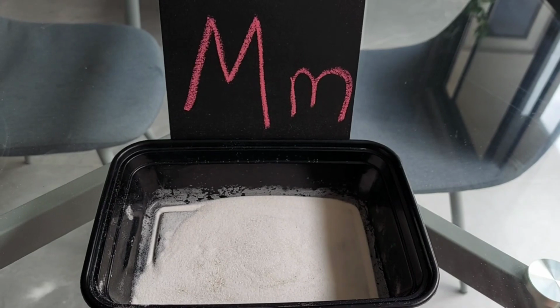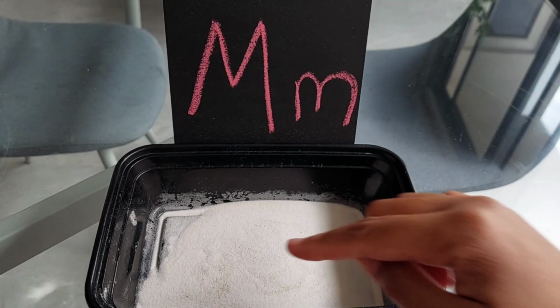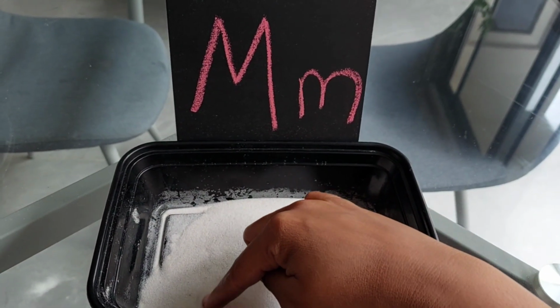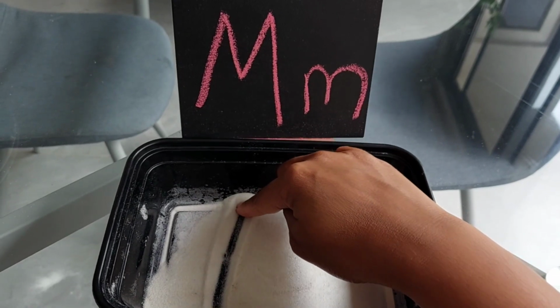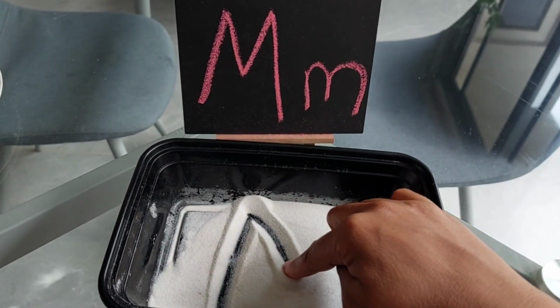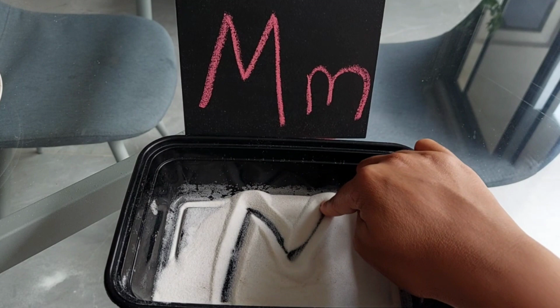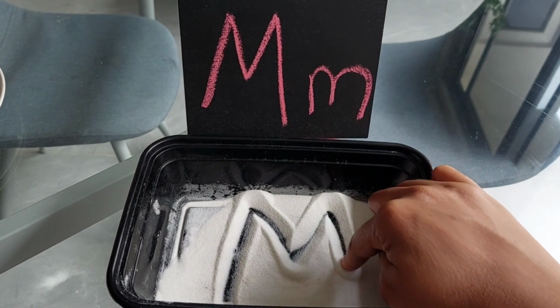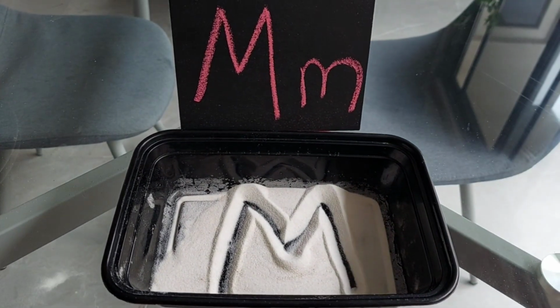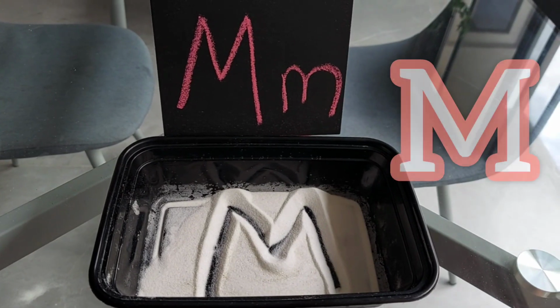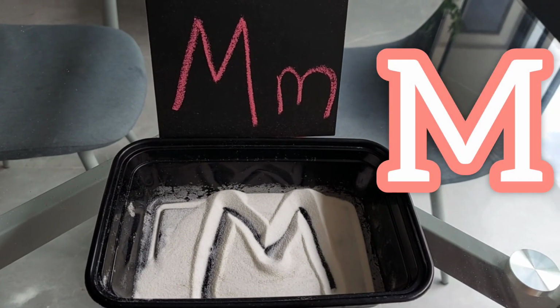To write an uppercase M, we're actually going to start at the bottom. And we're going to go up straight to the top. And then go down to the bottom. And then go up again. And go all the way down to the bottom. Good job, guys. That was pretty cool.